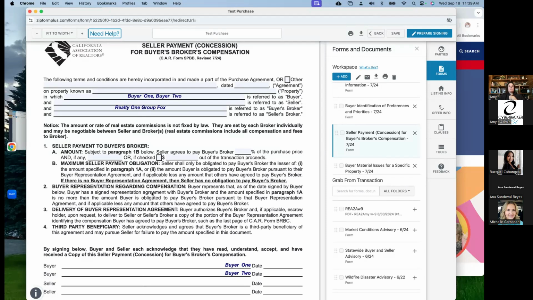Buyer representation regarding compensation, right? This says that, hey, we already have a signed BRBC in place. Okay, so we can't fill this out and then sign the BRBC.